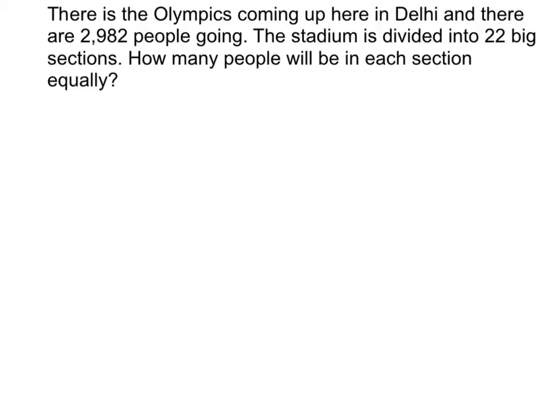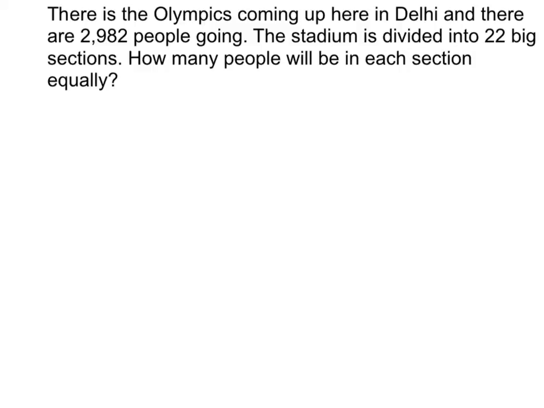There is the Olympics coming up here in Delhi, and there are 2,982 people going. The stadium is divided into 22 big sections. How many people will be in each section equally?